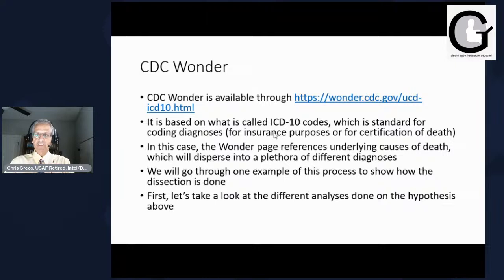The Wonder page references underlying causes of death, which will disperse into a plethora of different diagnoses, and we'll go through that. We'll actually go through the CDC Wonder tool, and I'll show you how you can parse this in different ways to come up with different numbers, and all of a sudden you have all these different perspectives. So that's where we have it.